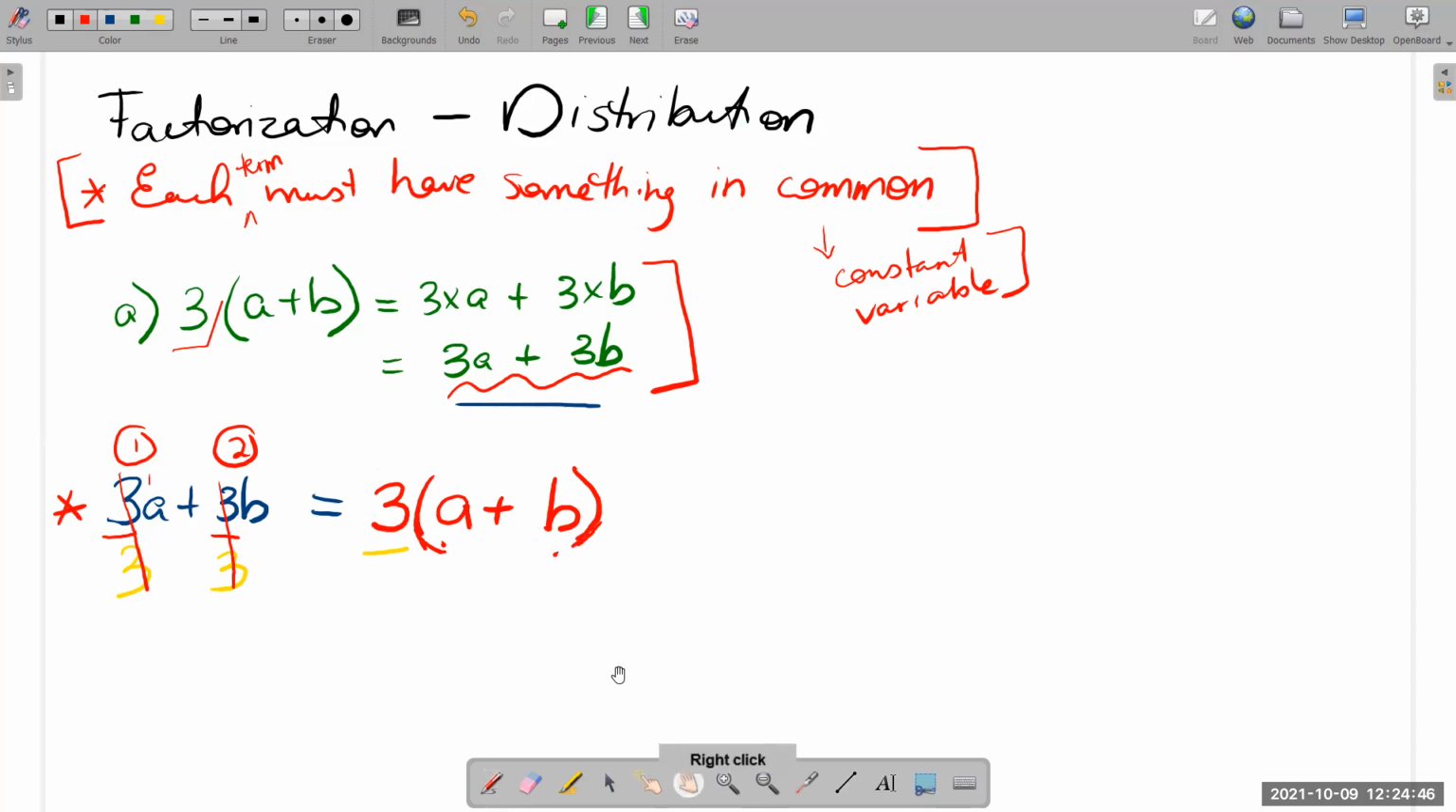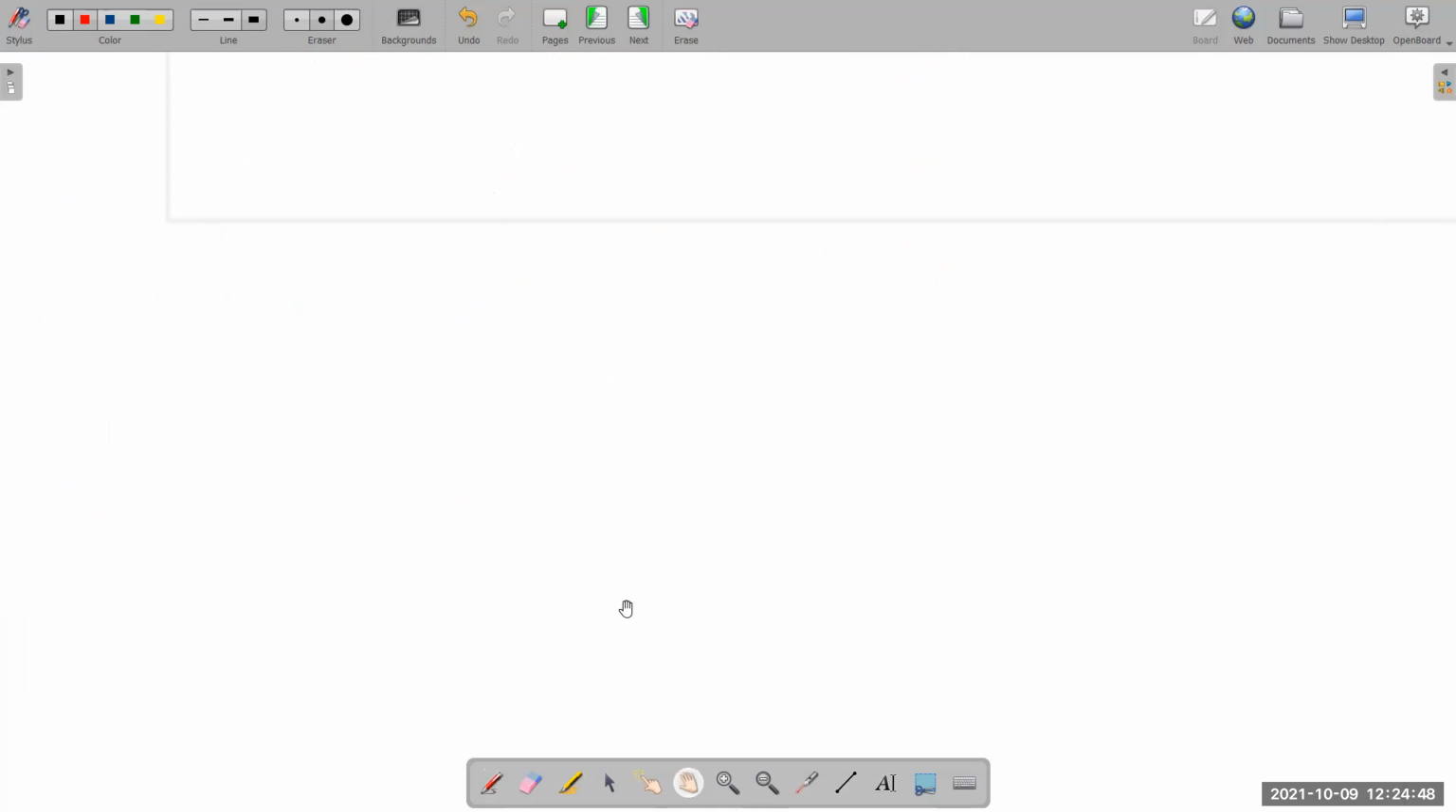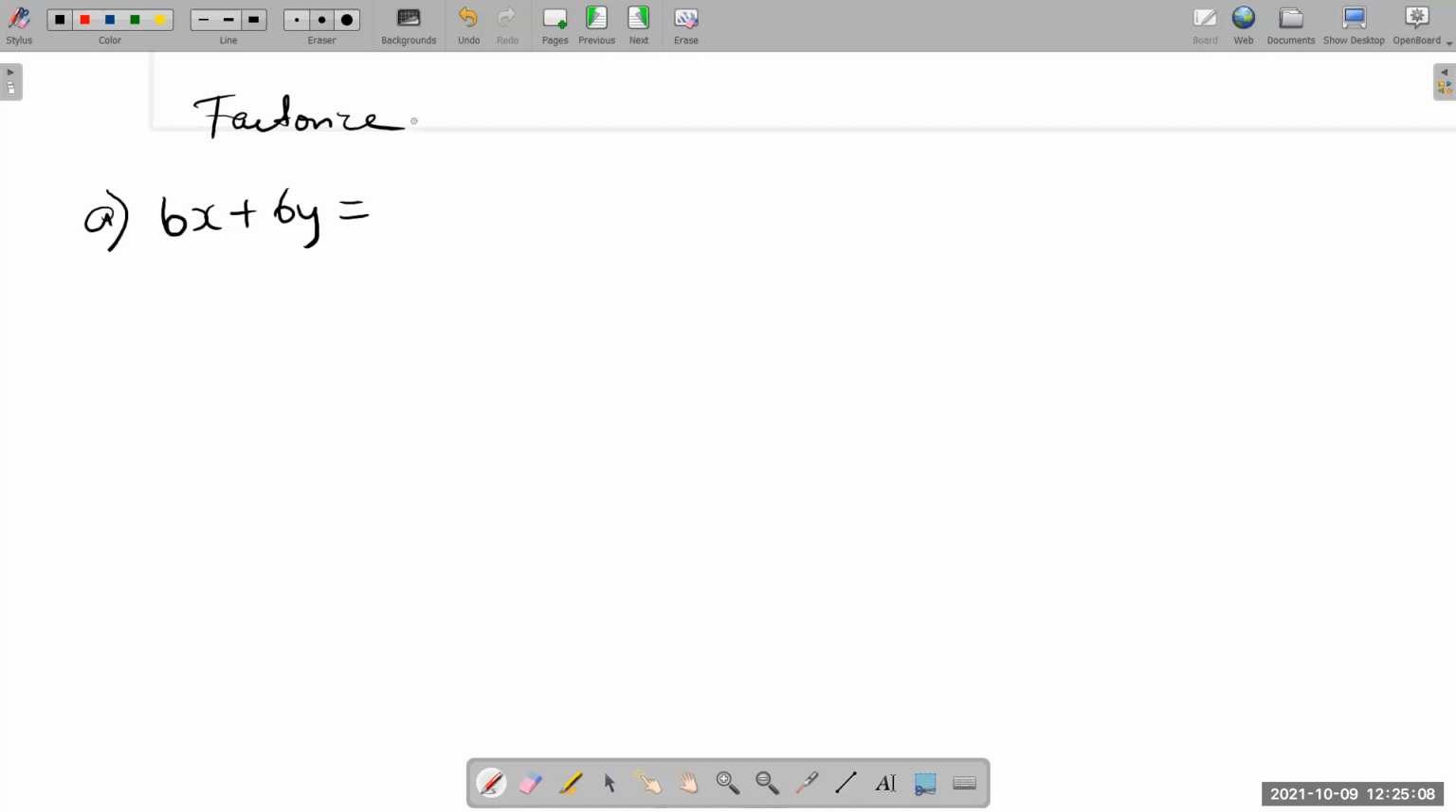So let's take a look at a few more examples and see if we get the hang of it. Let's look at example A, 6x plus 6y. Again, we want to factorize, right? So that means we are pulling out what is common between these two terms. In this example, what is common? Let's underline it. 6 is common for both terms. So we're going to pull out 6.